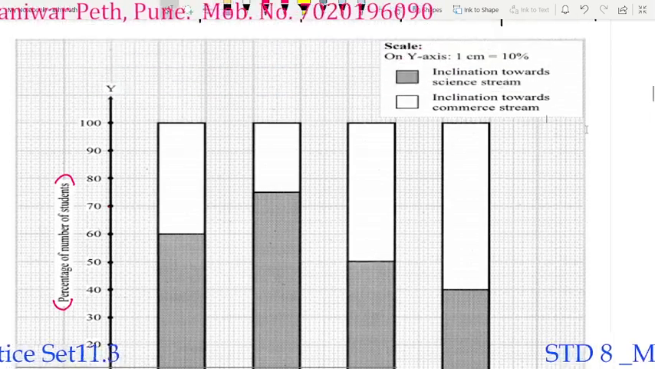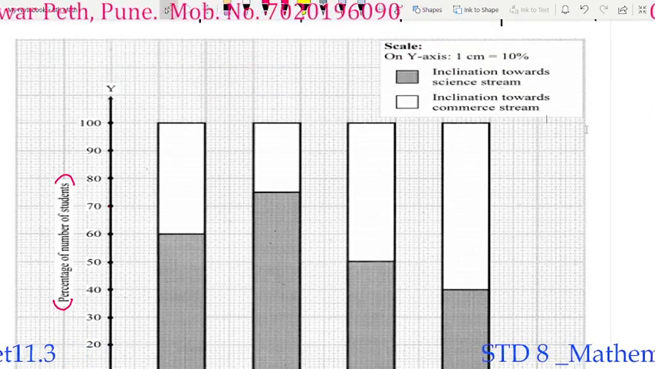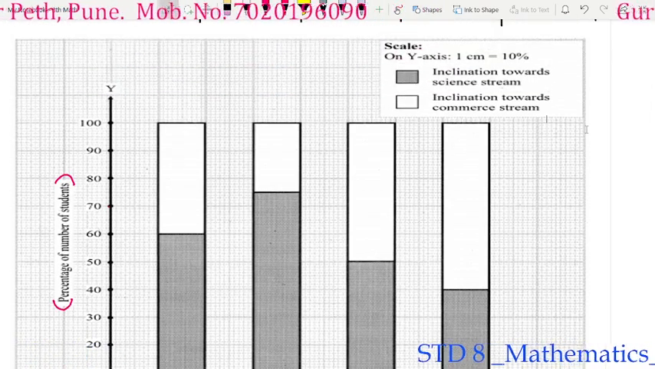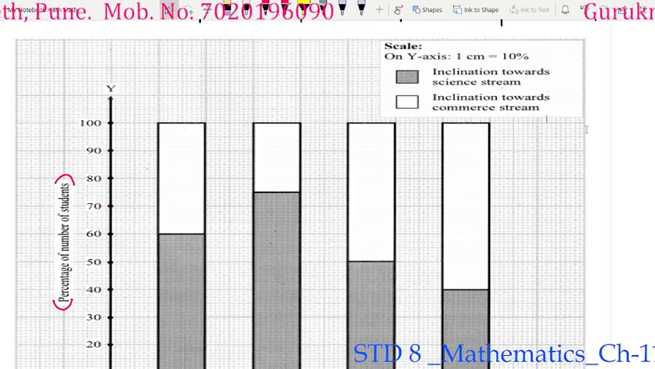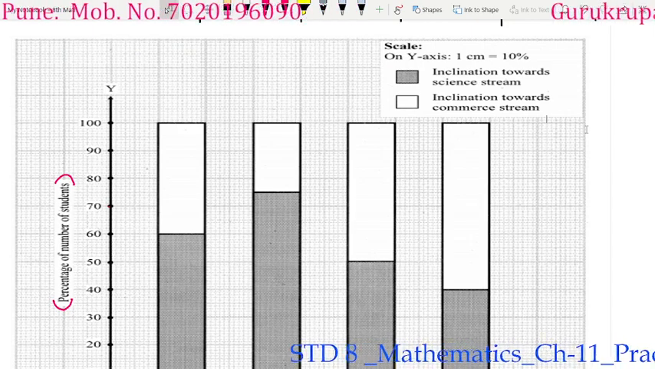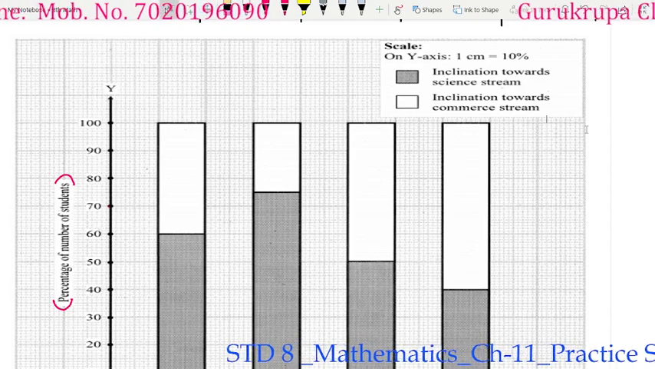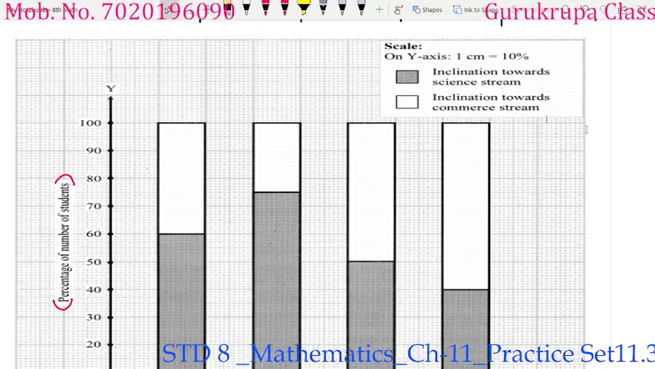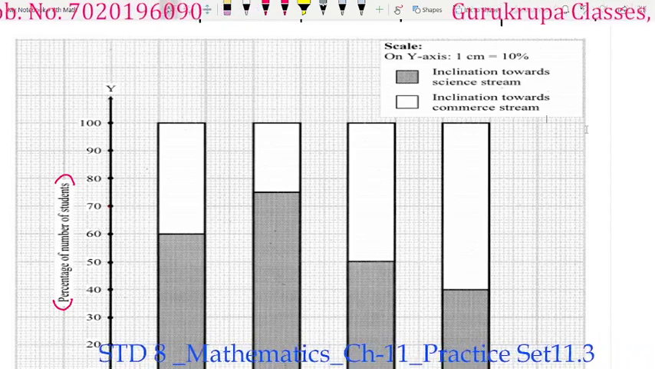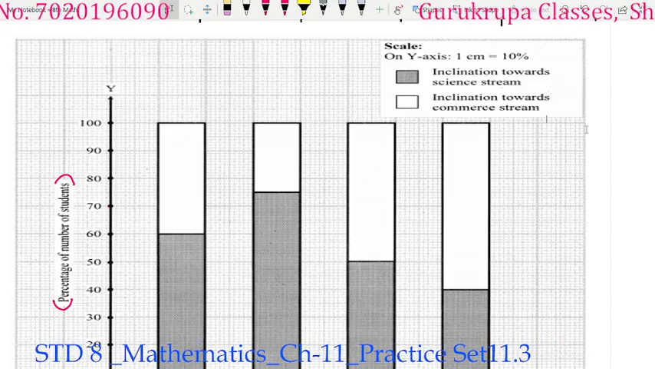Another part is color coding, which is also written over here. We should write down the color coding. Colored part is inclination towards the science and empty part is inclination towards the other stream.